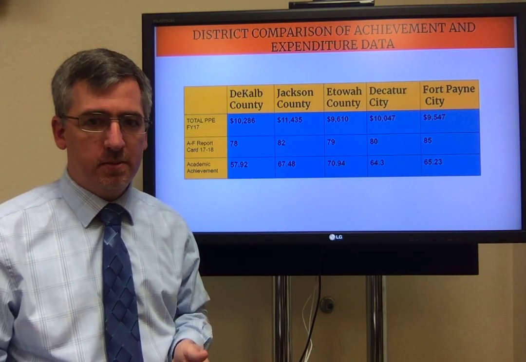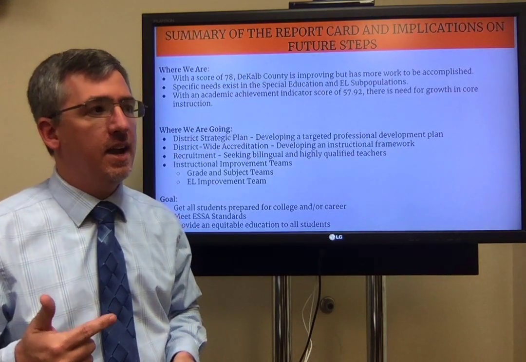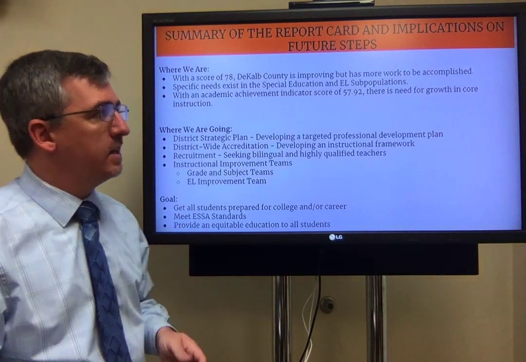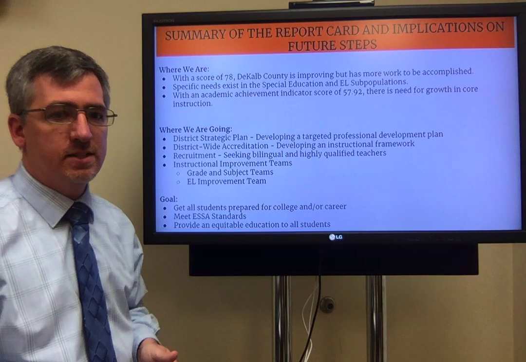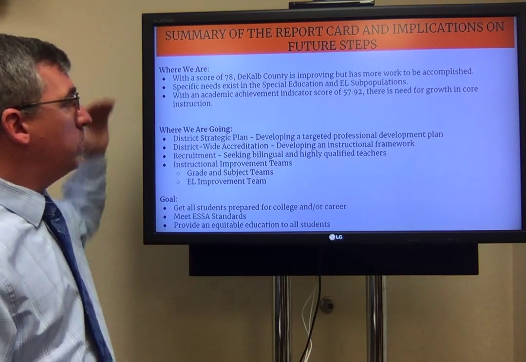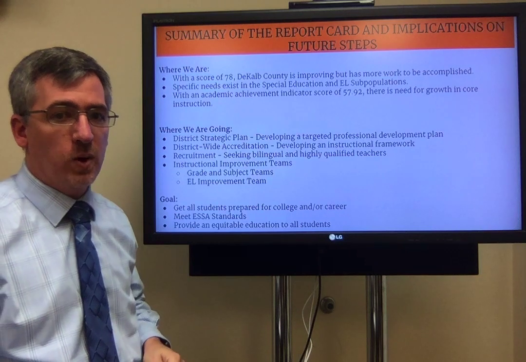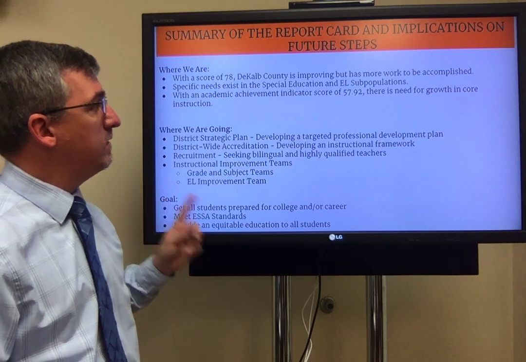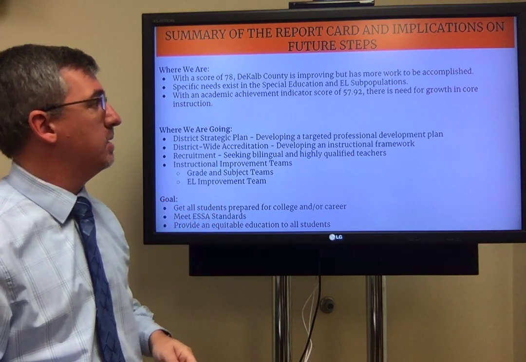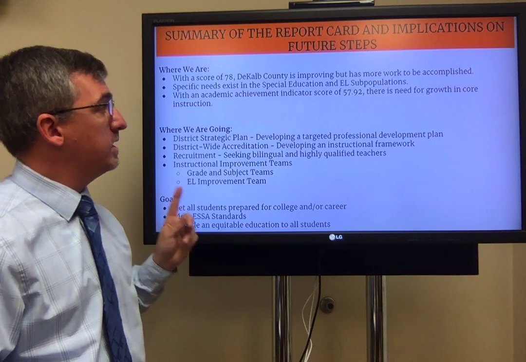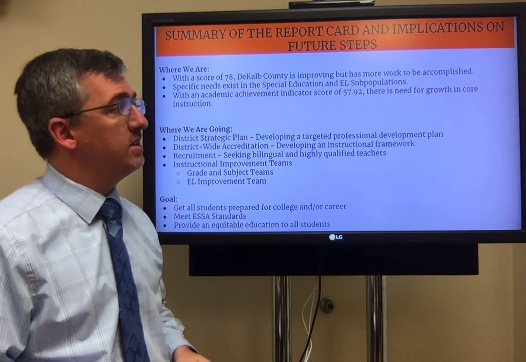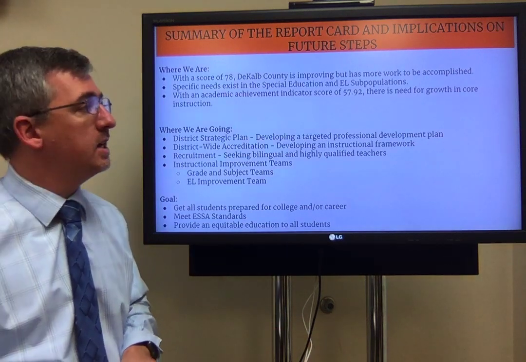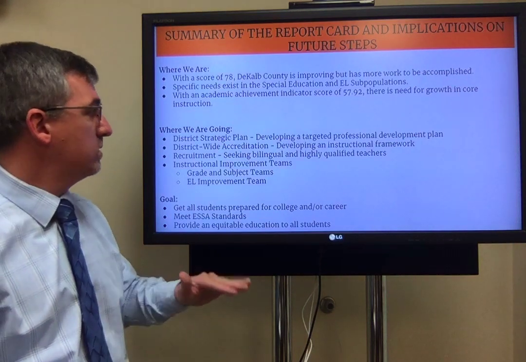We know we have these subpopulations. We know that the funding is pretty level with the systems that are near us. And so this is what we've analyzed, and this is kind of our final findings. One, with a score of 78, we know we have work to do. We're glad to improve, but we have more work to do. We know that some specific needs exist in the special education and EL subpopulations. We know that with an academic achievement indicator score of 57.92 there is need for growth in core instruction. That's all students, not just subpopulations, that there are growth needs across the board.